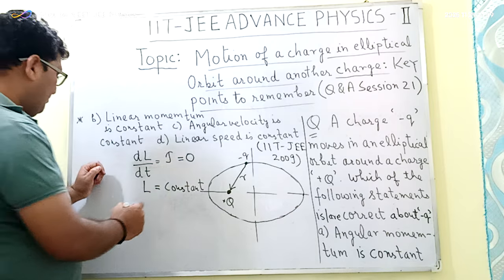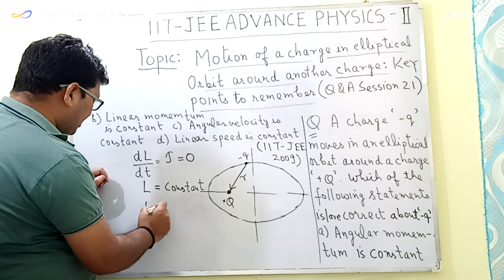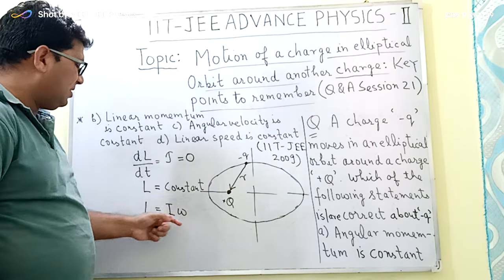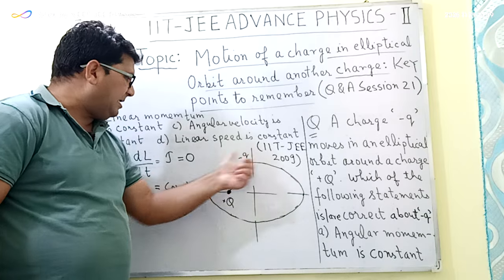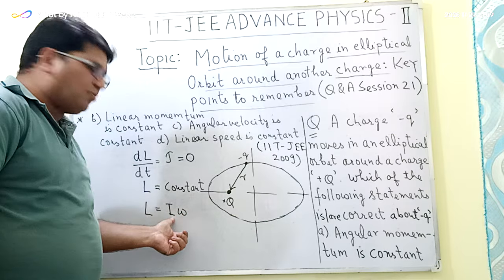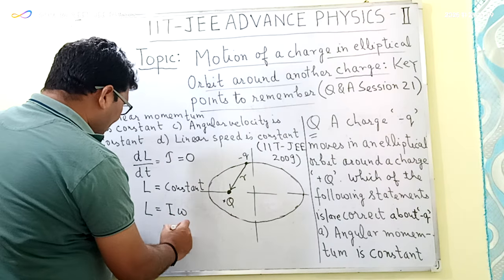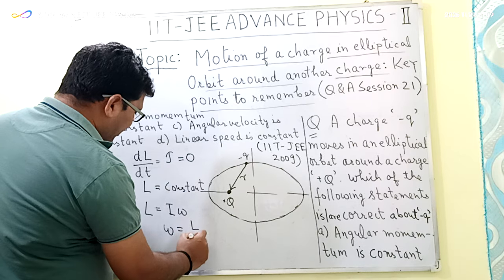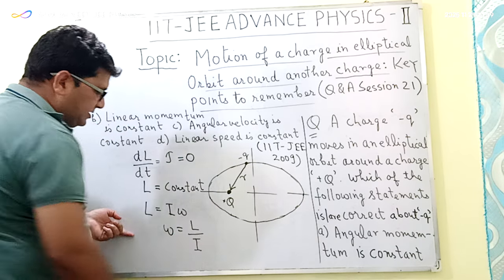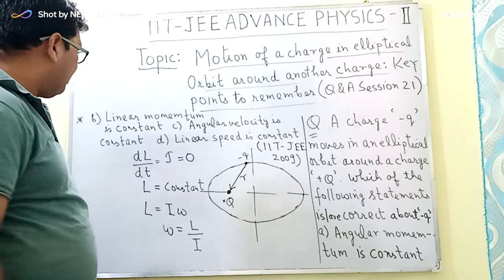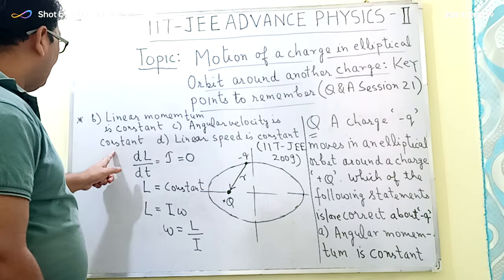Now angular momentum L is also equal to I omega, where I is the moment of inertia. Since this charge is moving in an elliptical orbit, its moment of inertia is continuously changing. So from here the angular velocity omega is equal to L upon I. Since I is changing continuously, omega, that is the angular velocity, is changing continuously. So this angular velocity is not constant.